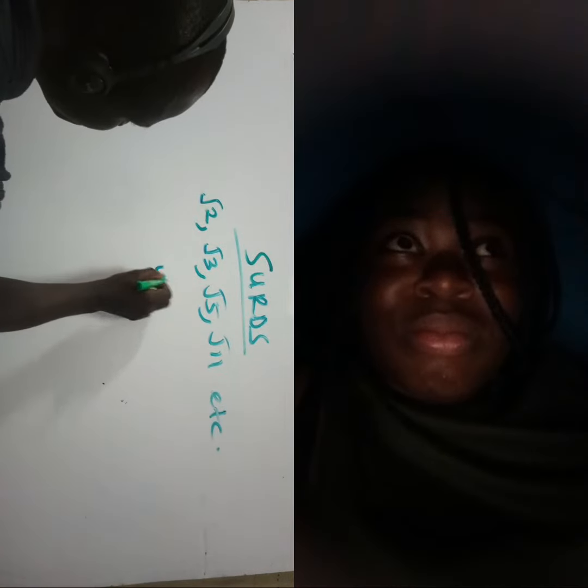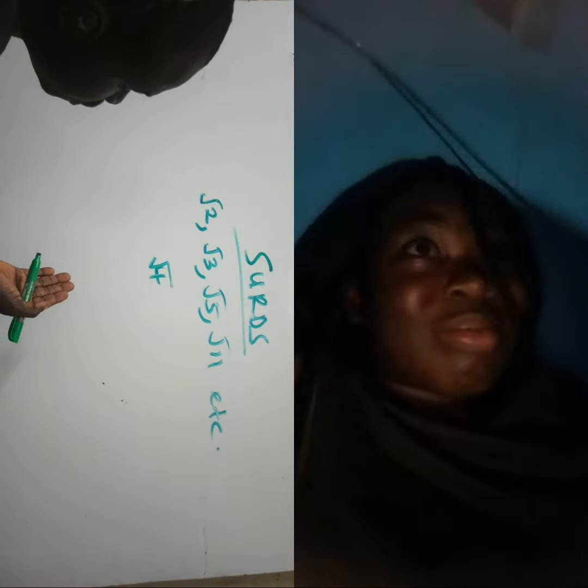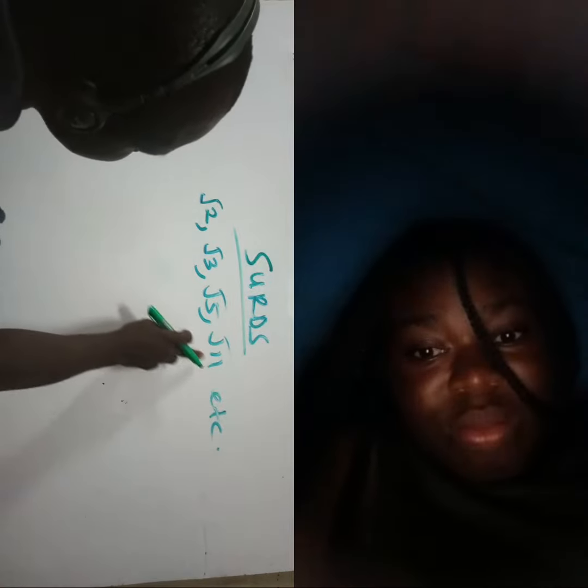4 cannot be referred to as a surd because you can break this down into 2 times 2. But when you have the square root of 2, it will be a decimal fraction, around 1.414. This cannot be broken into 2 factors of any other digit. So this is just a simple introduction about surds.